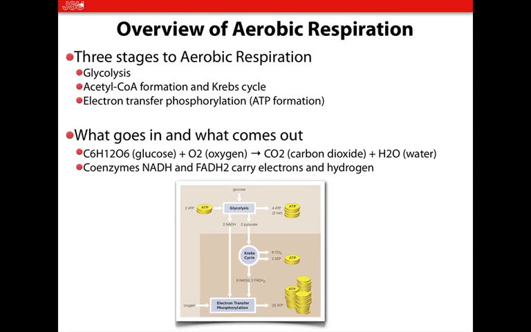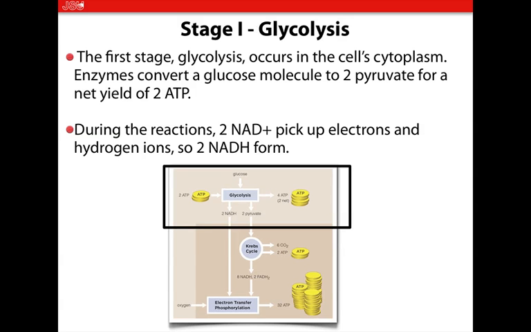So what goes into this? You have to know what goes in. Glucose goes in, oxygen goes in, carbon dioxide comes out, and water comes out. Where is oxygen going to go in? That's going to go in the electron transfer phosphorylation at the bottom, and we're talking about this. This is just an overview. Okay, so know what goes in and what comes out.